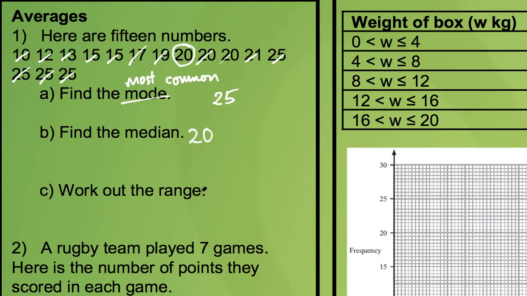Another thing I can do to check I'm getting the middle number is count how many I'm dealing with. 1, 2, 3, 4, 5, 6, 7, 8, 9, 10, 11, 12, 13, 14, 15. As it says, 15 numbers.